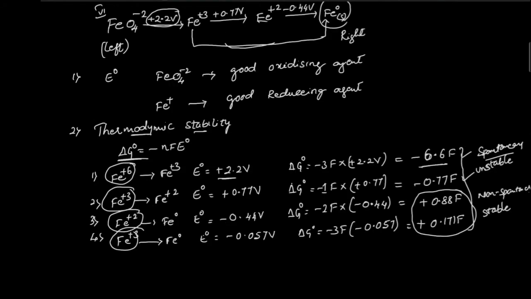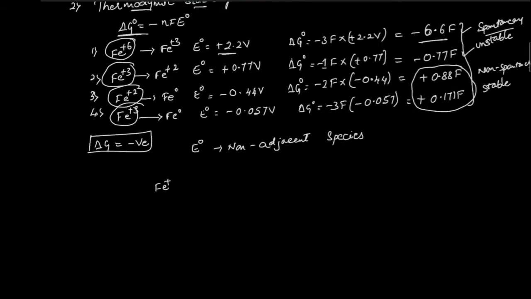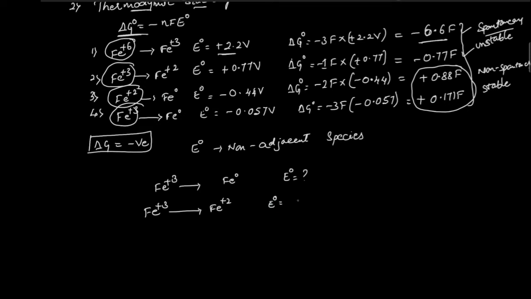Calculate the E naught values for non-adjacent species. E naught value for this conversion is unknown. How do we calculate redox potentials? Let's see. We are assuming that for the conversion of Fe plus 3 to Fe0, the E naught value, the standard reduction potential value for this step, is unknown. But we know that we have a reaction which converts Fe plus 3 to Fe plus 2, whose E naught value is how much?